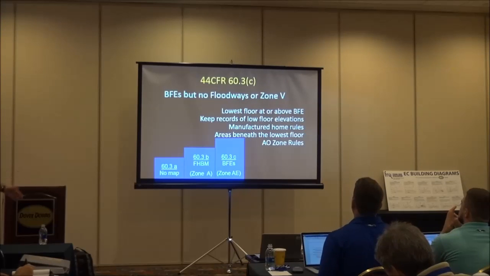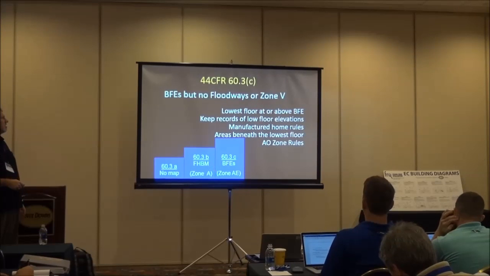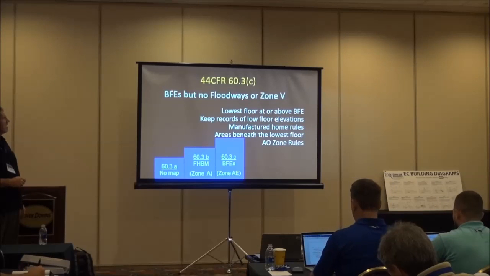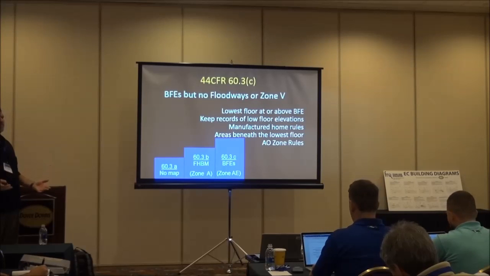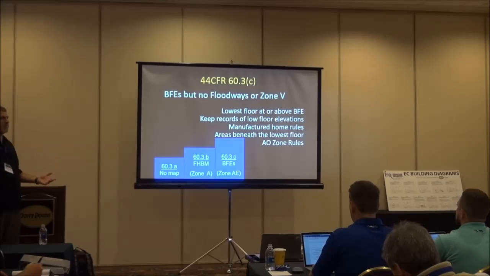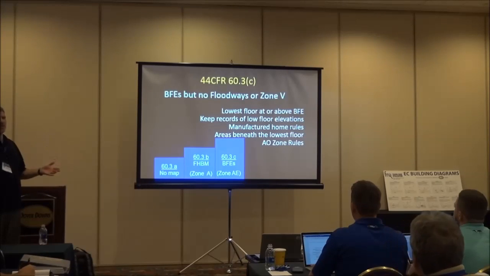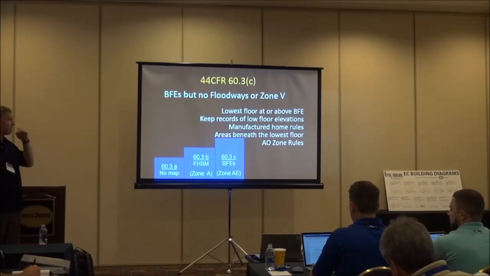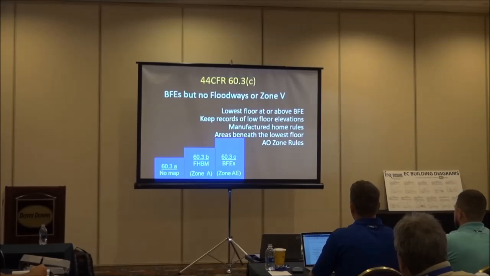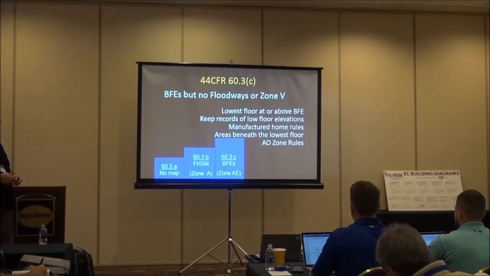So then I make it up to 60.3(c). I've now developed Zone AE. I've got BFEs. I've developed base flood elevation. So somewhere along there I said, okay, now I know what I want people to build at. I don't have any floodways though. I haven't delineated that on my maps. And I don't have a velocity zone yet. But I now know that I want my lowest floor at or above base flood elevation.